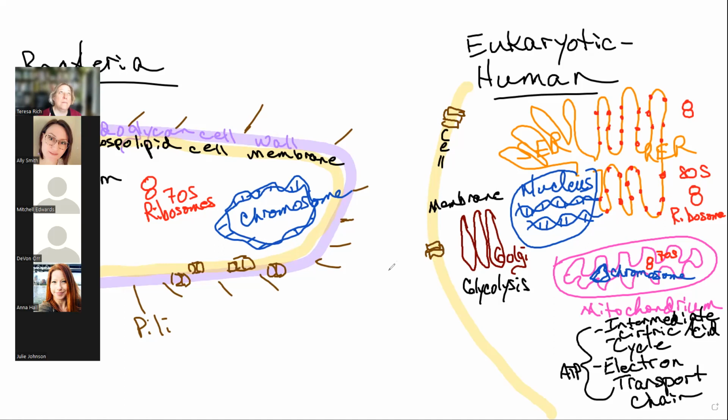So, let's talk. We started talking about pathways. Do bacteria and human cells both have the enzymes for replicating DNA?